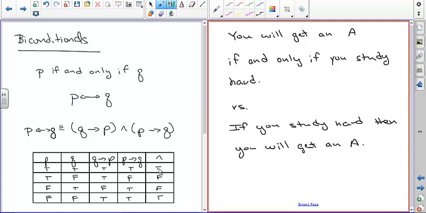Okay. The second case is I don't study hard and I get an A. I'm not lying, but I'm mad. So in this case, if I say you'll get an A if and only if you study, then it's much more restrictive, and everybody's happy, right?